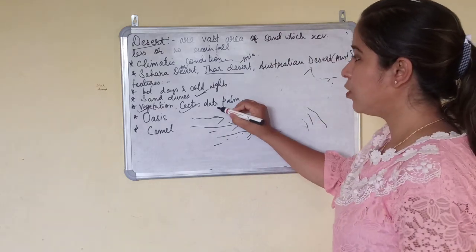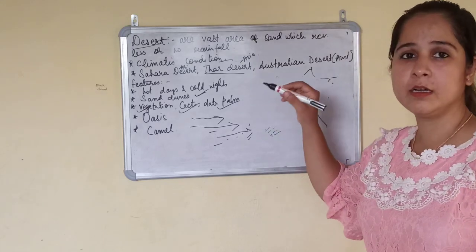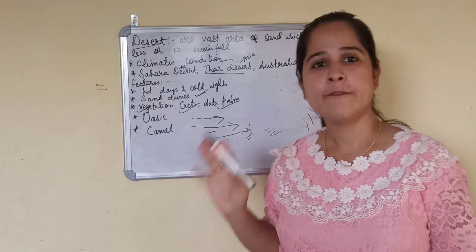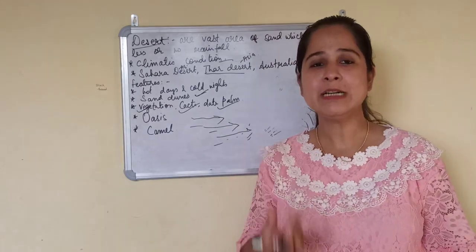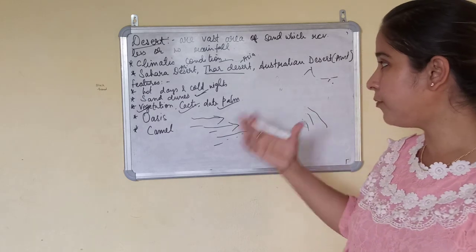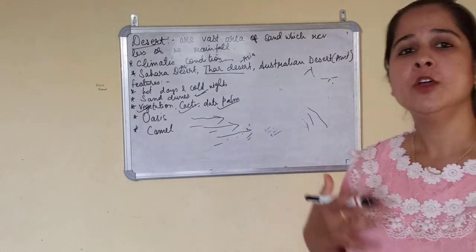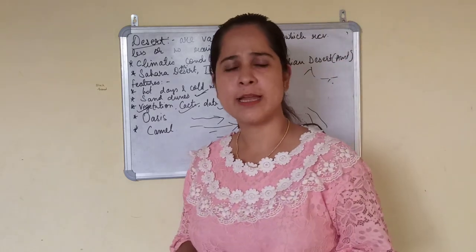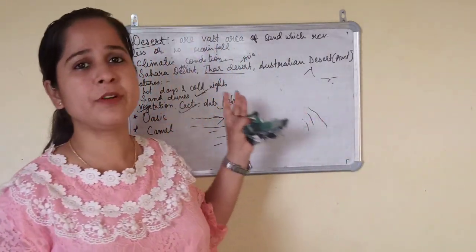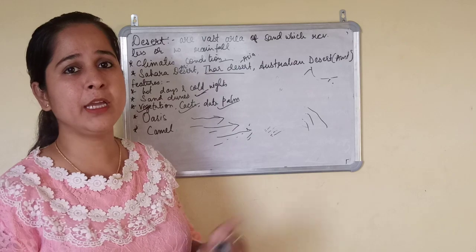And next is the date palm. Apart from cactus, the date palm tree is also found here, and it bears sweet fruit, and the leaf of the date palm tree is used to make fans and some other items, and the other parts of the tree are used for making ropes.